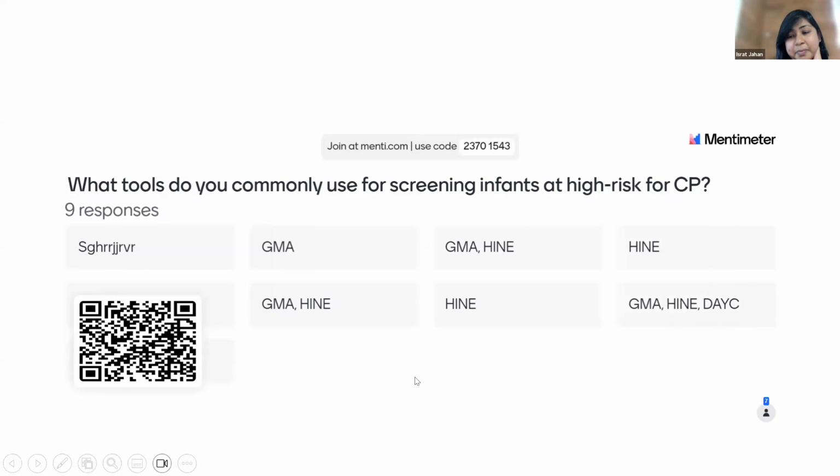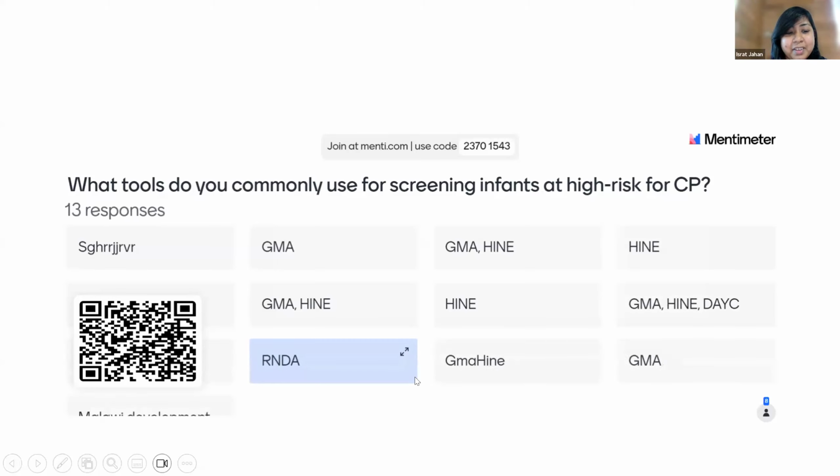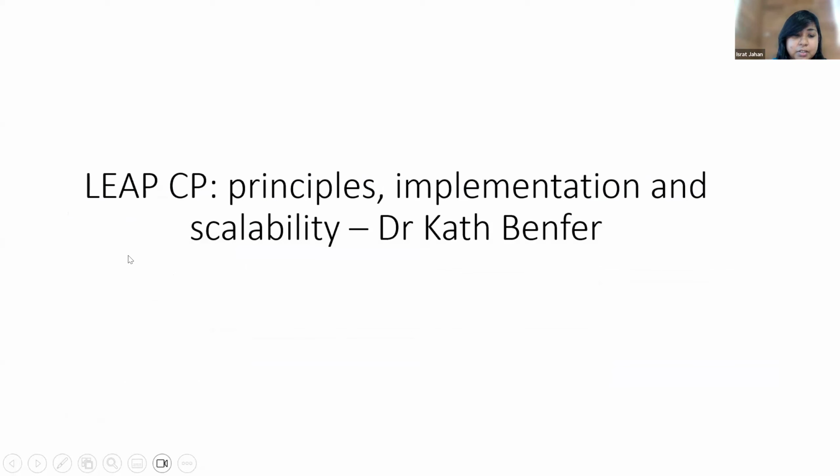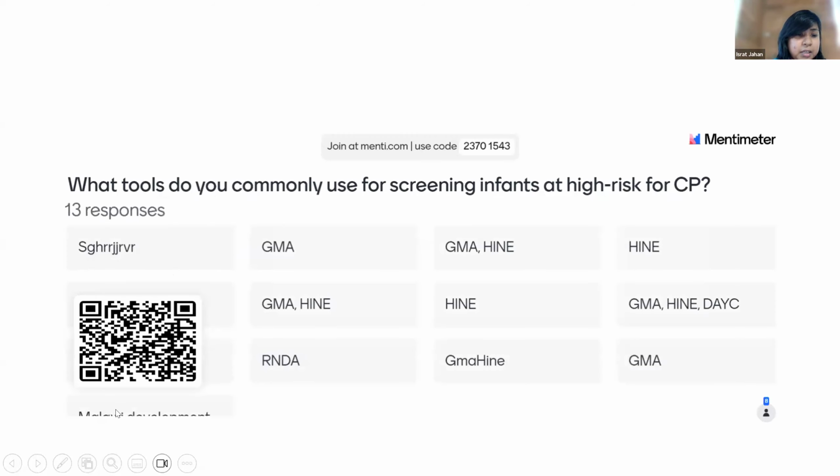Daisy, okay. RNDA. So many tools. GMA and Hein. GMA. There's one more, which I cannot see in the screen. Sorry about that. I think Malawi Development Assessment Tools, something.